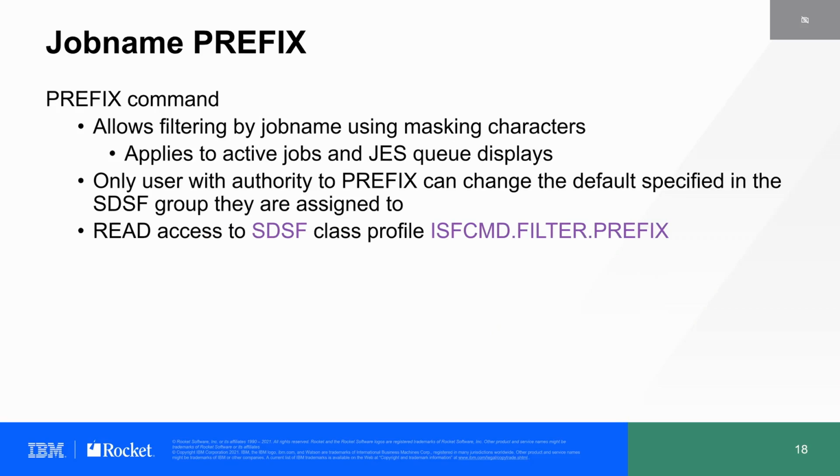So the first way that we do this is the prefix command, and this allows or not your ability to alter the masking that's applied to the job name that's in the fixed field. It's in the field that doesn't move if you do a horizontal scroll. And this applies to the queue panels and active jobs, so DA and all the JES queue panels. Okay? And in order for a user to change the prefix that's currently applied, they actually need read access to an SDSF class profile called ISF.COMMAND.FILTER.PREFIX. And if they don't have access to that profile, then they cannot change their prefix.